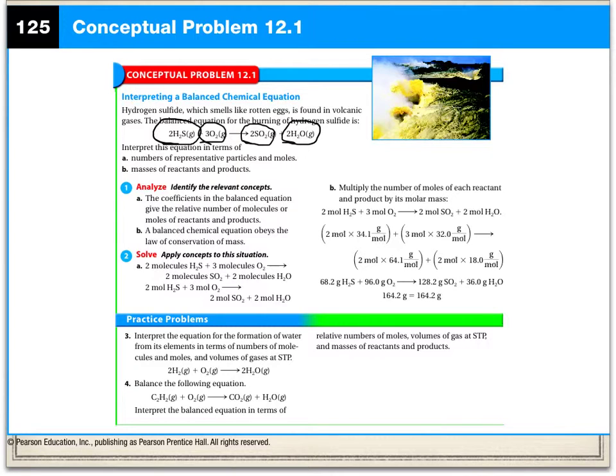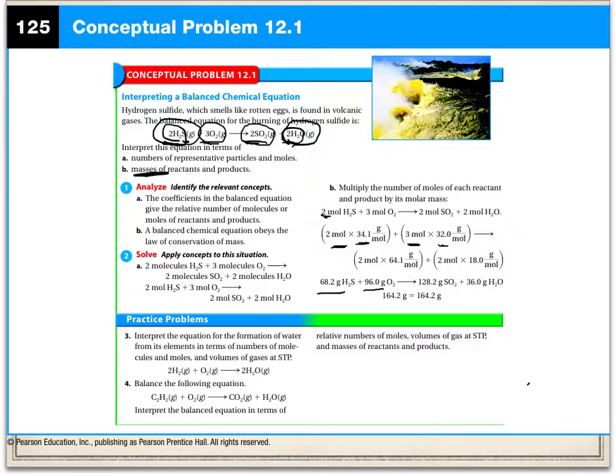Okay? If we wanted to get into atoms, it's going to be a little bit different. So we would say we've got 4 atoms of hydrogen, 4 atoms of hydrogen there. 2 sulfurs, 6 oxygen: 2 times 2 is 4, plus 2 more, 6 oxygens on both sides. In terms of masses, well, we would have to look these up on the periodic table. So if you go over here, H2S, the molar mass is 34.1, so you have 2 moles of that, 68. You have 3 moles of oxygen, each one's 32, so that gives you 96.